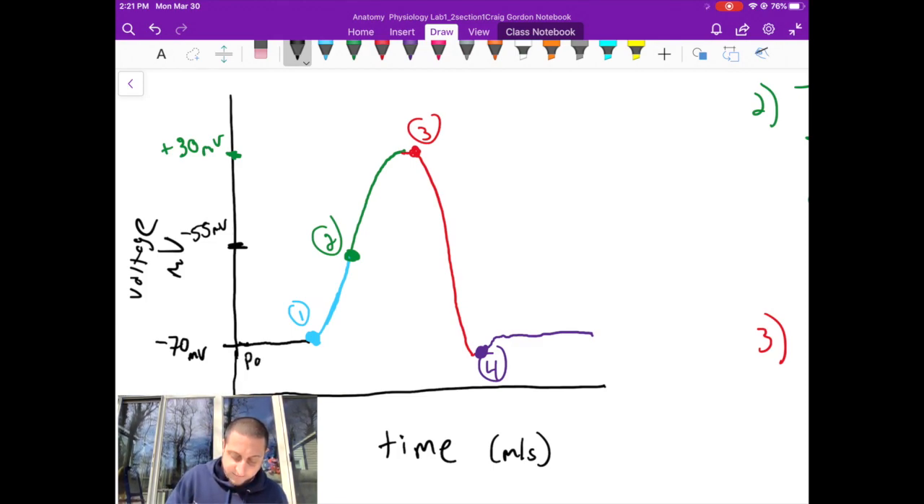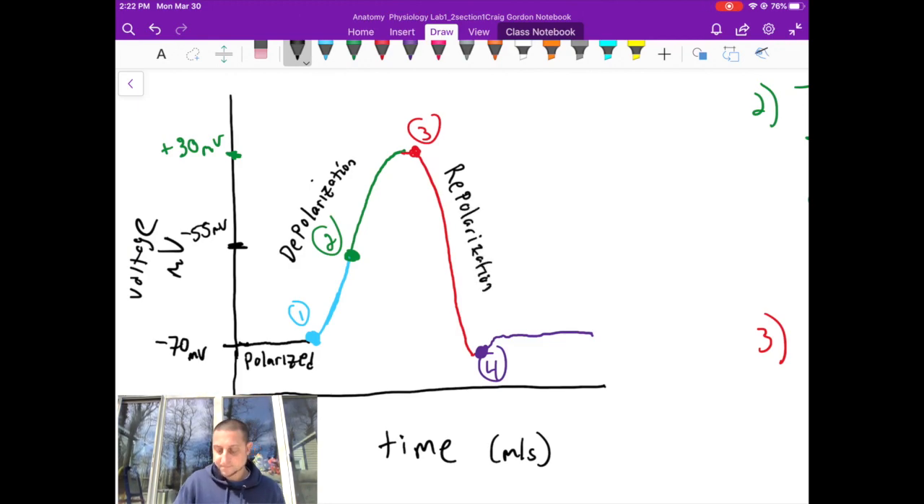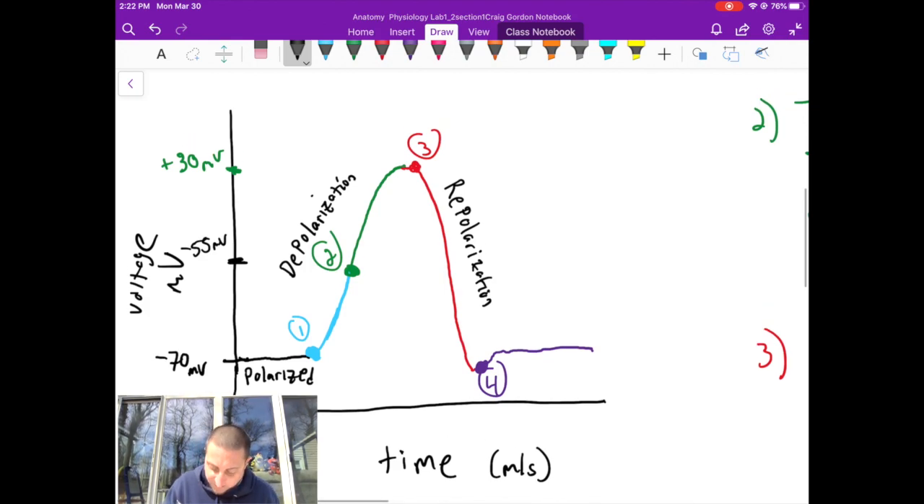All right, so if we look, we can label the names of these parts. Down here at negative 70 millivolts, the neuron is said to be polarized. Between 1, 2, and 3, going up, we have something called a depolarization. It is depolarized. Going down, we have something called a repolarization. Over here at 4, down here, this is called a refractory period. And then we are polarized again over there.